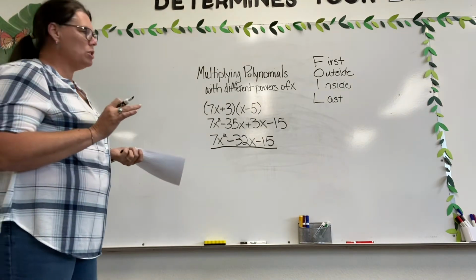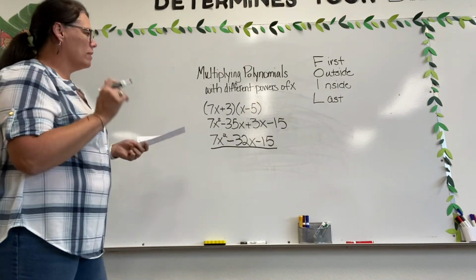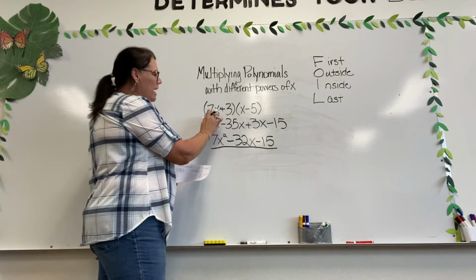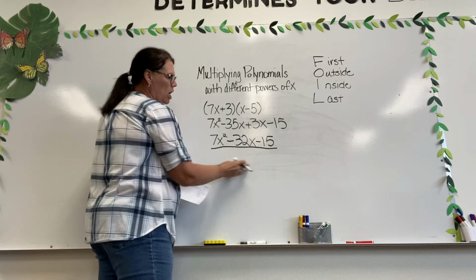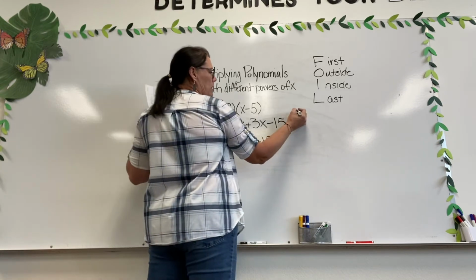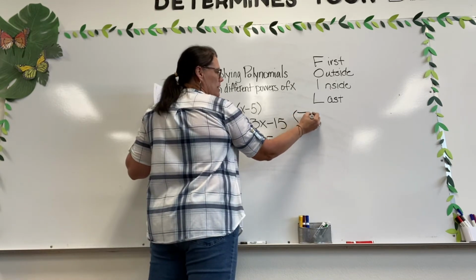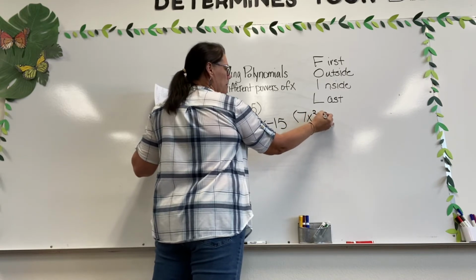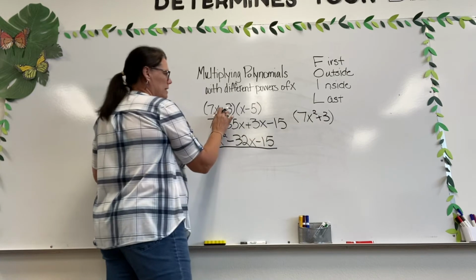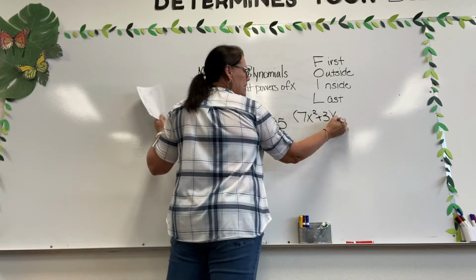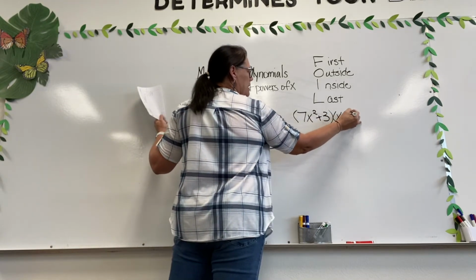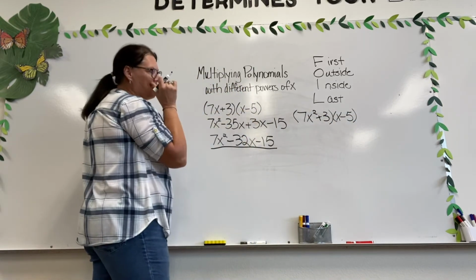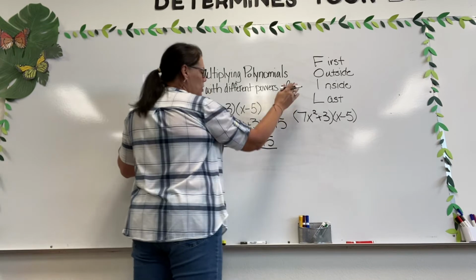Now I want to show you how just changing the power of this 1x and 7x, how it'll change your answer. So let's use 7x squared plus 3, see the 3 is the same, times x minus 5. That stays the same. So you do the same thing.